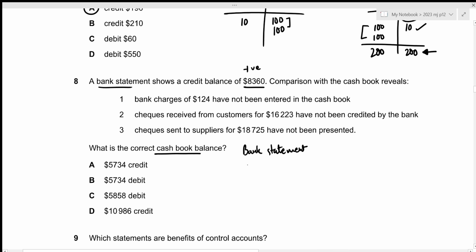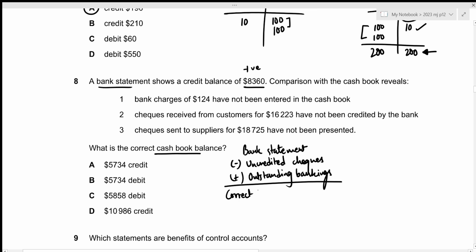Then we need to adjust all of our uncredited checks as well as outstanding bankings. So we just need to subtract all of our uncredited checks, and we need to add all of our outstanding bankings. And this will give our correct cash book balance. Alright, let's start with our balance as per the bank statement, which is 8,360.